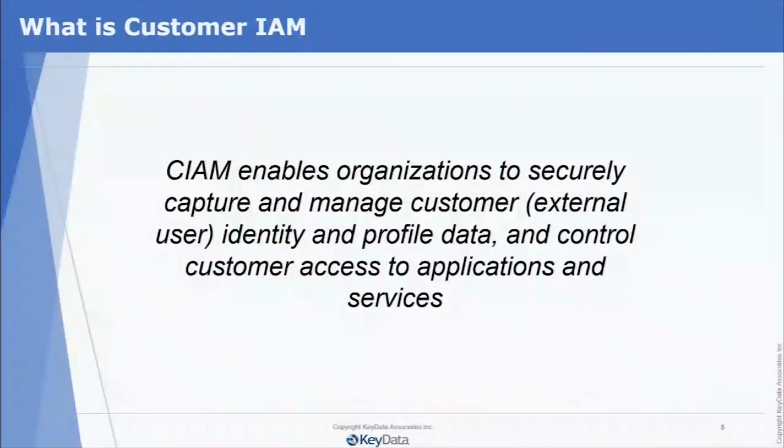So that's basically your IAM environment. And what's really important about that is your governance and your processes. The technology, all it does is automate your processes. So that's why we focus on governance and technology and getting that right. When it comes to CIAM, it's a little different. CIAM is really an enabler for organizations to securely capture and manage their customer identity and profile data, and to control customer access to applications and services. So we're talking about external: the B2B, the B2C, and the B2E space.